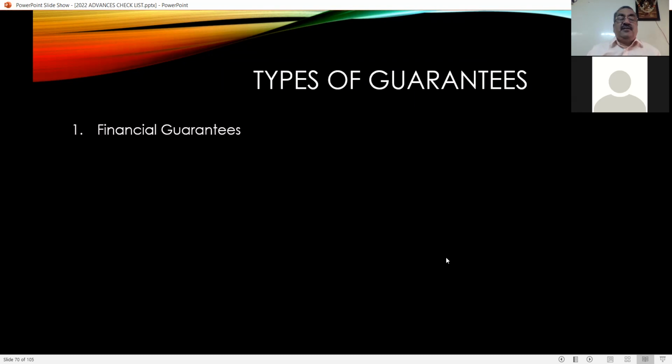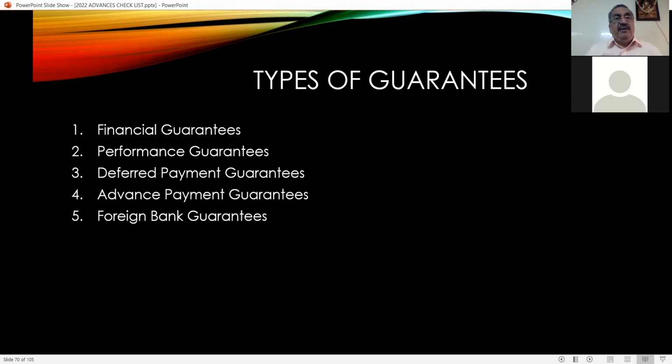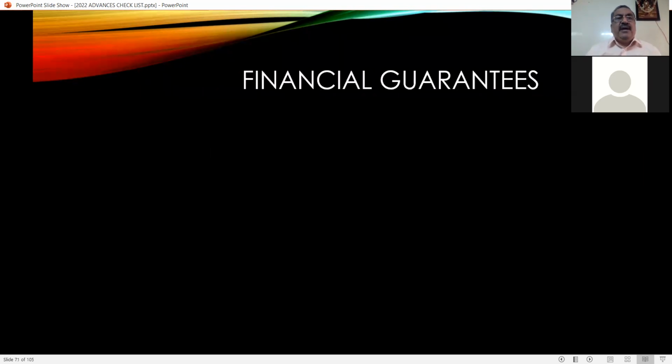What are the types of guarantees? This is very, very important. How many guarantees are there? Financial guarantee, performance guarantee, and deferred payment guarantee. What is a deferred payment guarantee? We will discuss it. And advance payment guarantees and foreign bank guarantees. These are the 5 bank guarantees that you have. We will explain each one by one.